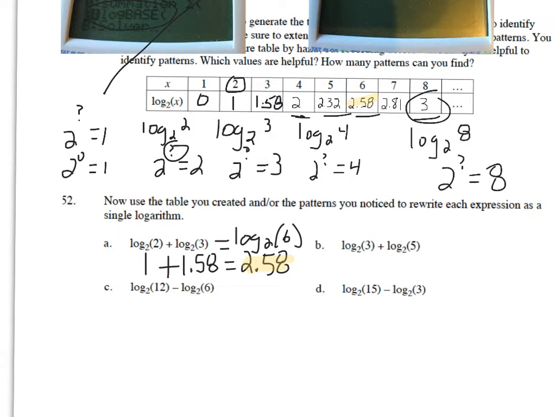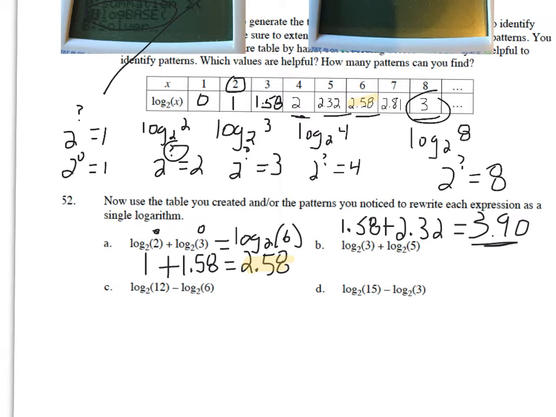Let's try one more. Log base 2 of 3, I'm going to write this up here, that's 1.58, plus the log base 2 of 5, which is 2.32. If I add those together, 3.90, which, if I'm thinking about this, I could try to figure that out by using what I notice over here.